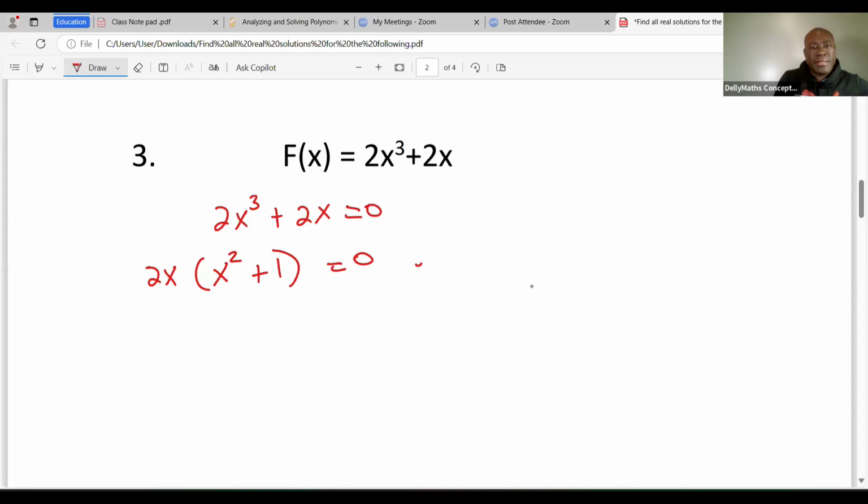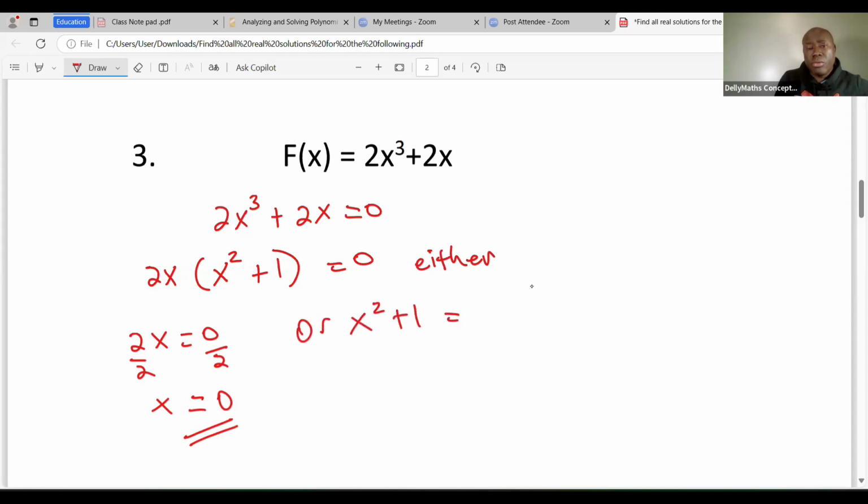At this time, I do realize that two things multiply to give a 0. So I'm going to say it's either 2x is equal to 0, which means if I divide both sides by 2, I'll definitely find one of my solutions to be x is equal to 0. Or x to the second power plus 1 is equal to 0. Now I'm going to have to subtract 1 from both sides. So x squared is equal to negative 1. In an effort to find x, this is x squared, I'm going to have to get rid of my square by taking a square root.